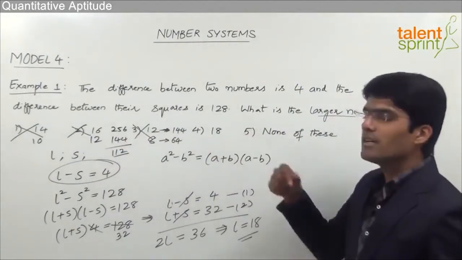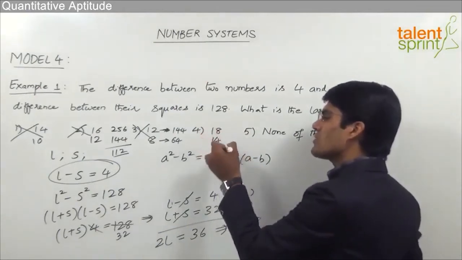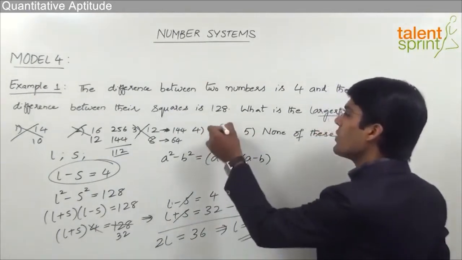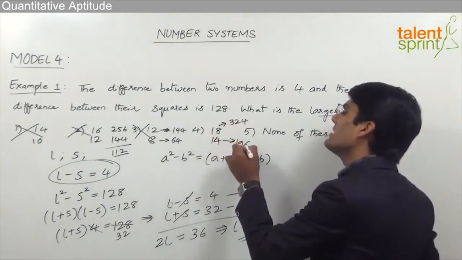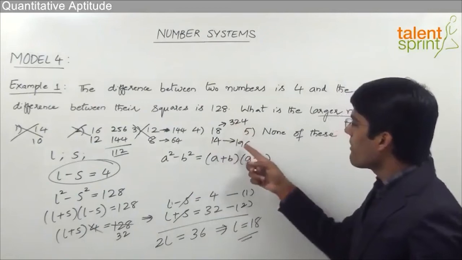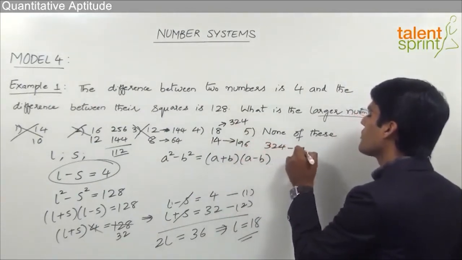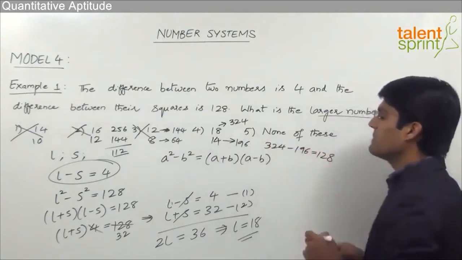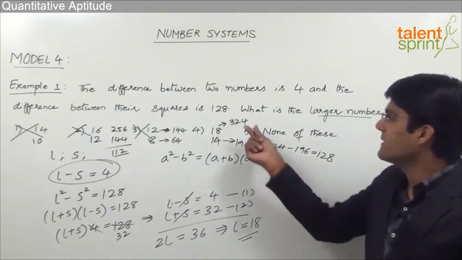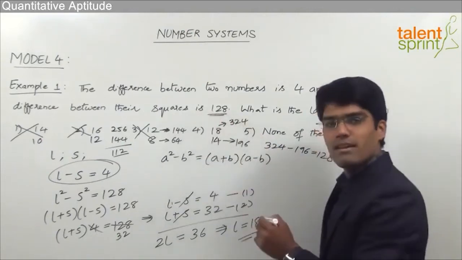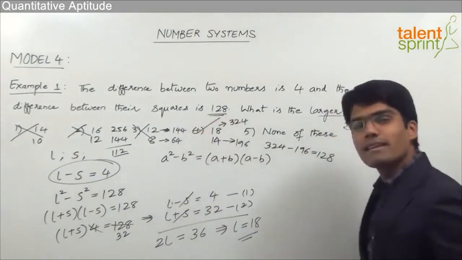Now the left out option here is option 4, 18. If 18 is the larger number, the smaller number has to be 14. 18 squared we know is equal to 324 and 14 squared is 196. And 324 minus 196 is equal to 128. That means very clearly the difference of their squares is equal to 128, which is as given in the question here. So since this option satisfies the given condition, we can take it to be the correct answer.